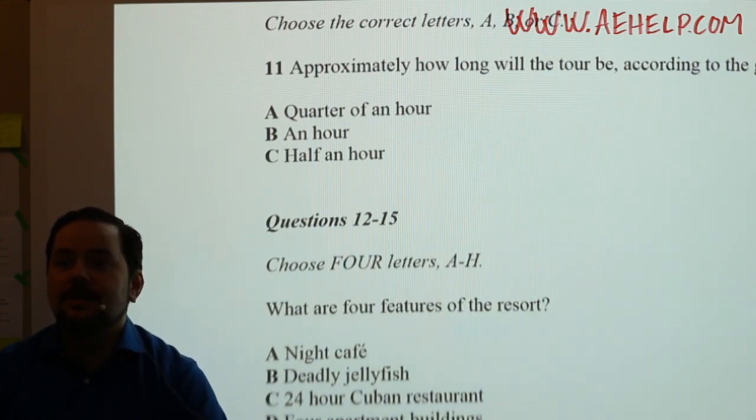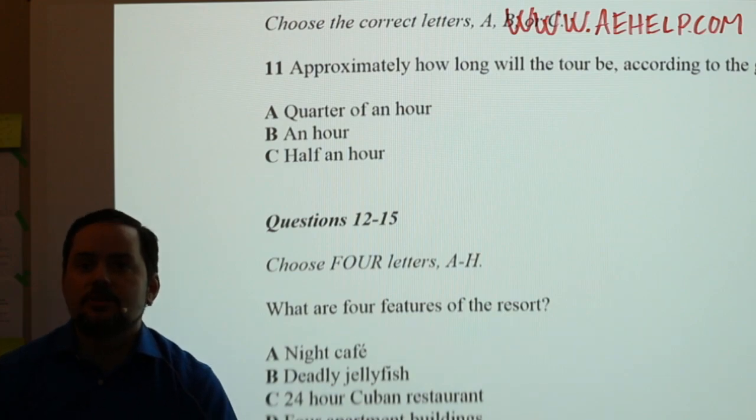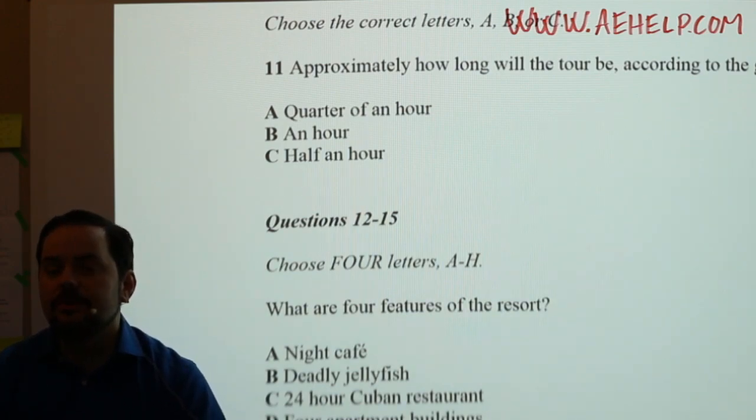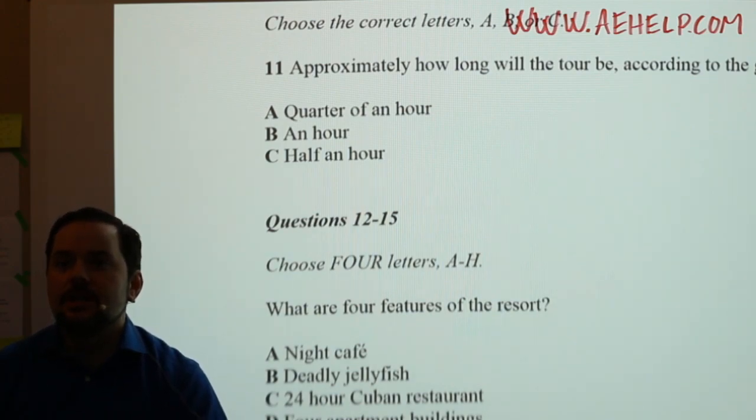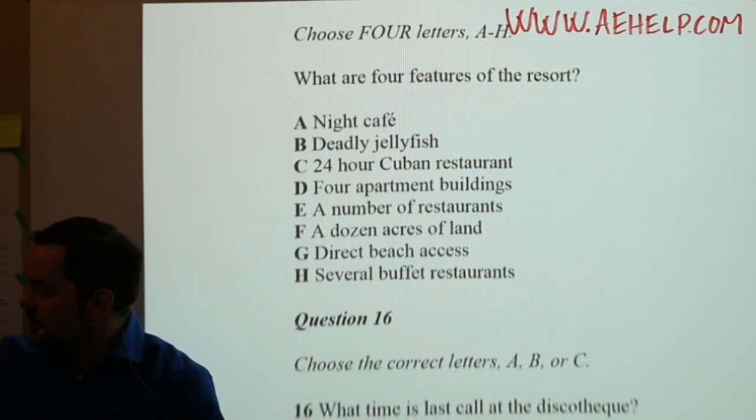Yeah, that's right. The tour guide doesn't say half an hour. The tour guide says 30 minutes. So I just want to show you that the information is paraphrased. And of course, the IELTS is progressive, so each section gets more difficult. And that means that in each section, the paraphrasing is deeper and deeper, so more and more complex. Okay? All right. So now, what are the 4 features of the resort?